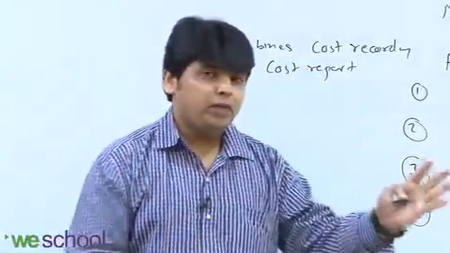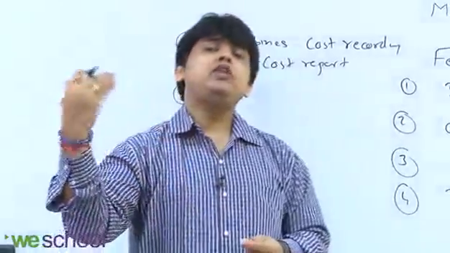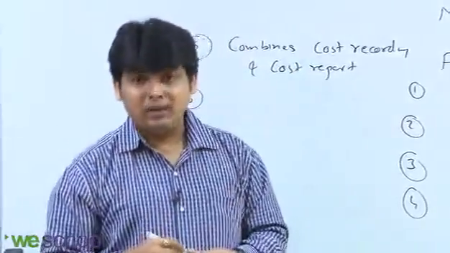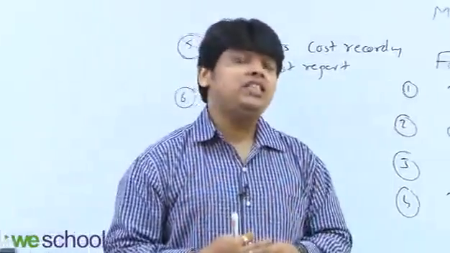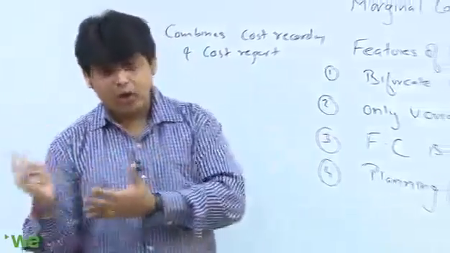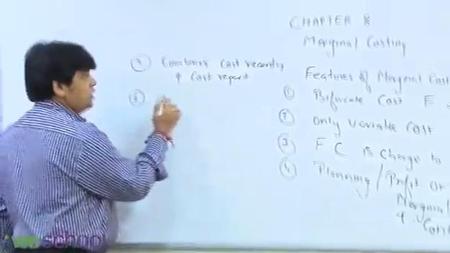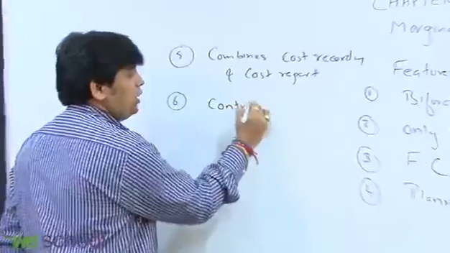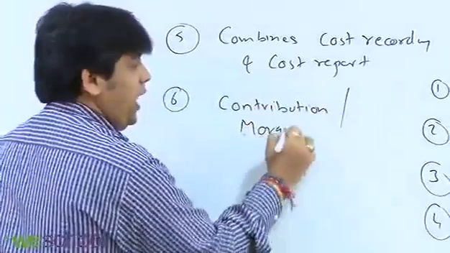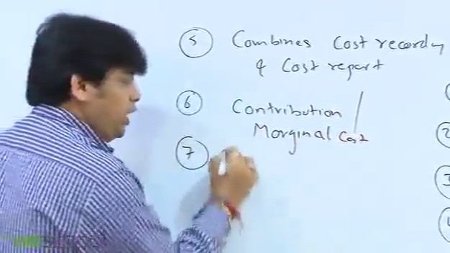Suppose one department is producing product X, the second department is producing product Y, the third department is producing product Z. So which product is more profitable? That calculation is done on the basis of contribution, on the basis of marginal cost and contribution. And last but not the least, all the calculation, all the productivity is based on marginal contribution and marginal cost.